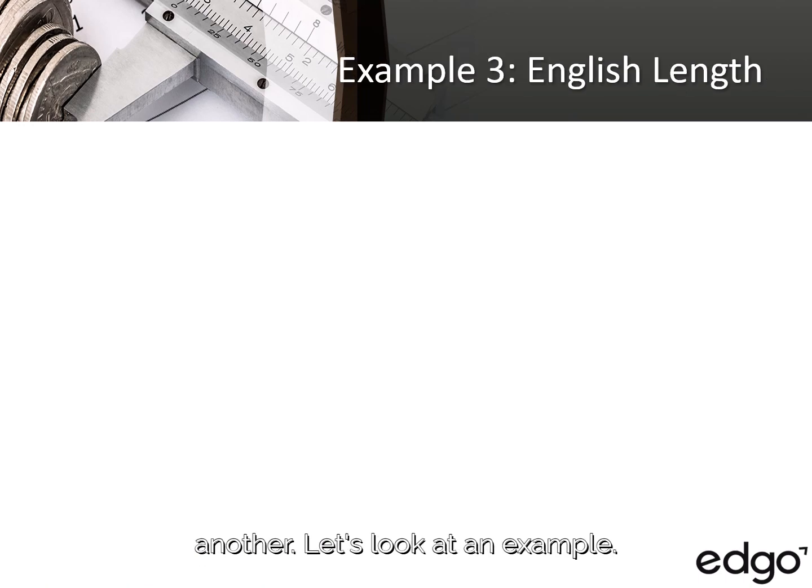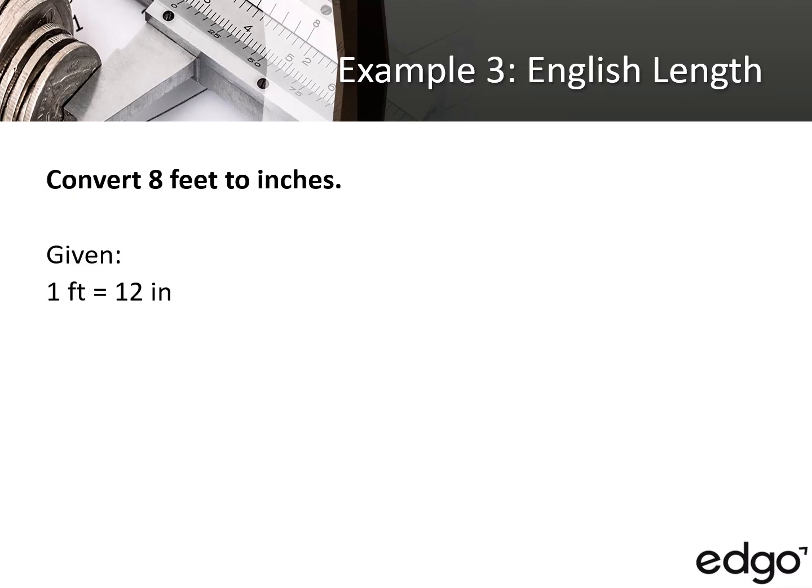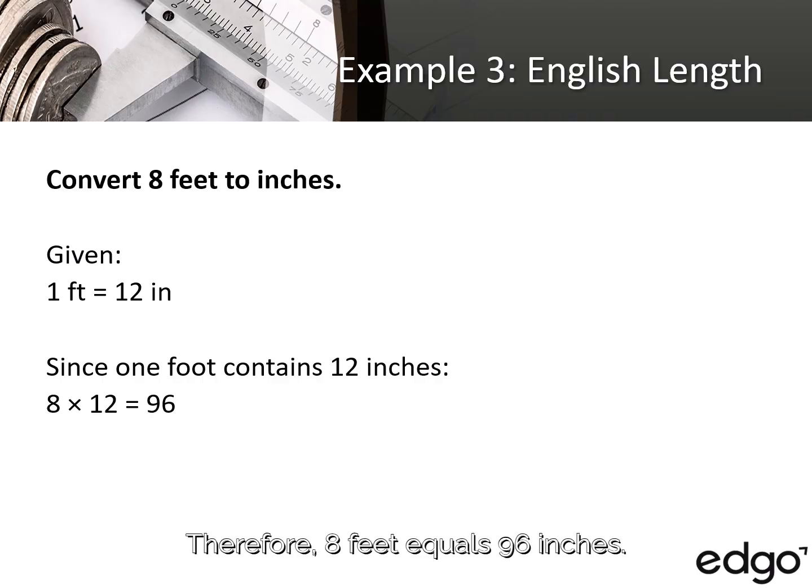Let's look at an example. Convert 8 feet to inches. We know that 1 foot equals 12 inches. So we multiply 8 by 12. 8 times 12 equals 96. Therefore, 8 feet equals 96 inches.